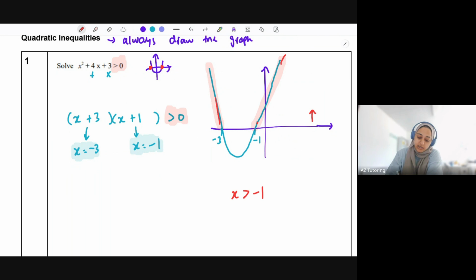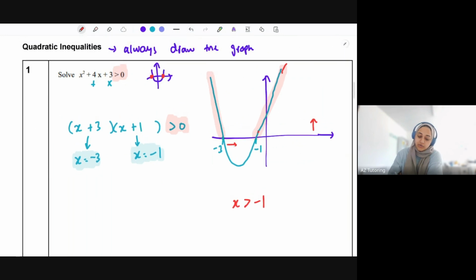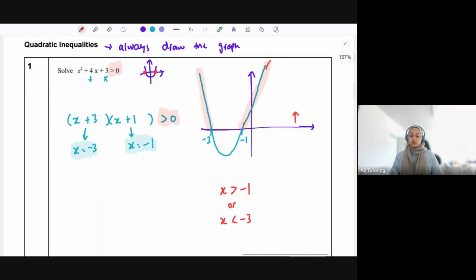And then for this part here, it's happening for all x values less than minus 3. Not more than minus 3, because if it was more than minus 3, it'd be down here. So you're going to write, or x is less than minus 3. And that's your two answers. So you can see why we've drawn the graph. We can actually spot what's going on in this case, so you can see which part you're taking, essentially. So that's our two answers for that one.